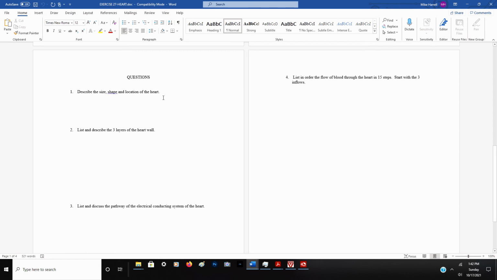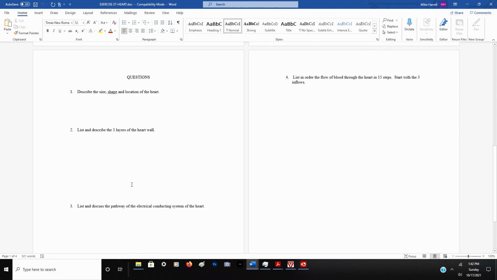Describe the size, shape, and location of the heart. You look at the size, most books will tell you about the size of your fist. Shape, it's broad at the top and tapered at the bottom. Top's called the base, tapered bottom's called the apex. And we mentioned the location. About 2/3 of it is left of the sternum.